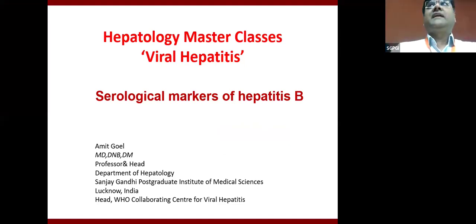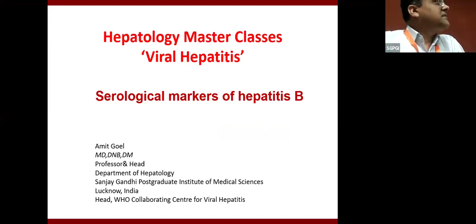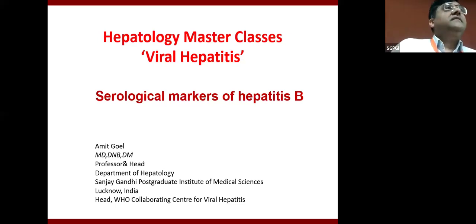So in the last session, we got some idea about the serological markers, and now we will see in more detail what the markers are, basically the tests which we do to investigate a patient with hepatitis B. These are called serological markers. Why are they called serological markers? Because we take blood, separate serum, and then conduct these tests in the serum. That is why these are serological markers, right?